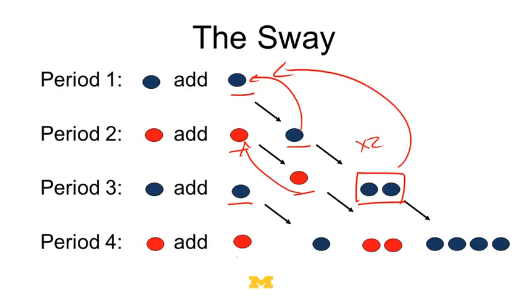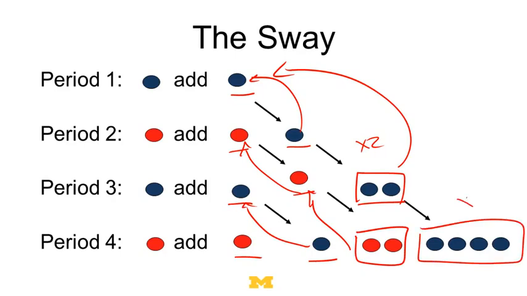Period 4, suppose I get a red ball. Now I add a red ball. I add a blue ball for period 3. I add 2 red balls for period 2. And I add 4, or 2 times 2, blue balls for period 1. So what happens is, for each ball that I pick, I'm adding 1, then 2, then 4, then 8, then 16, then 32 as I move through time.